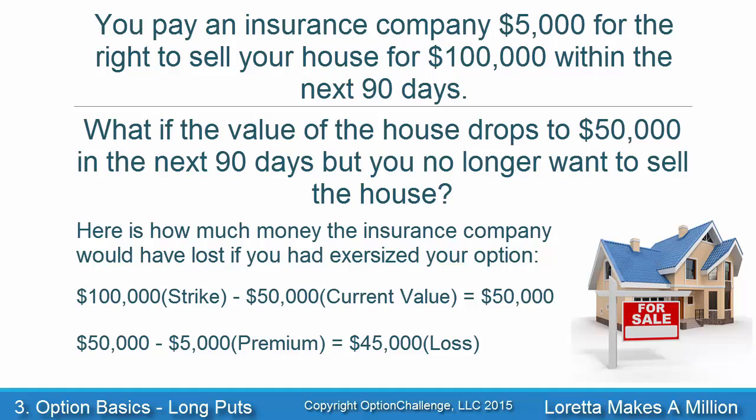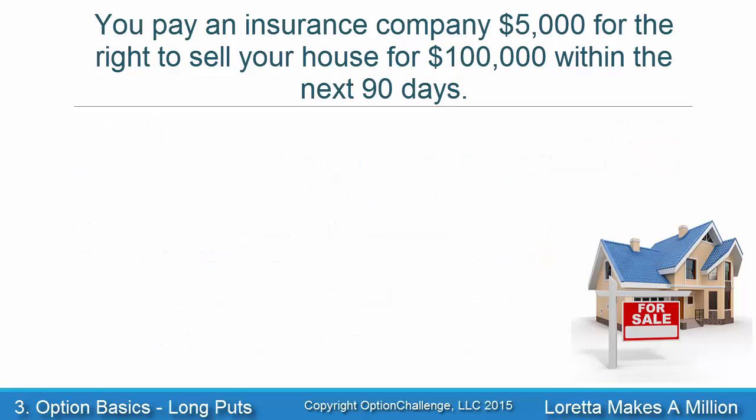You subtract $50,000, the current market value of the house, from the $100,000 strike, for a loss of $50,000. But remember, you paid a $5,000 premium for the right to sell the home. This $5,000 premium will reduce the insurance company's loss to $45,000.